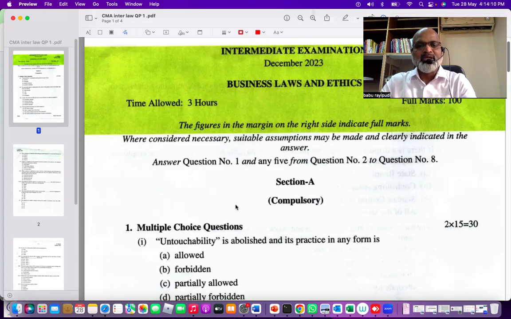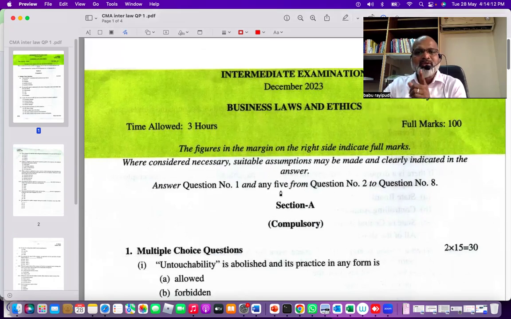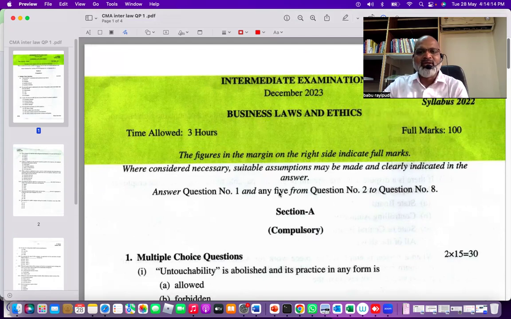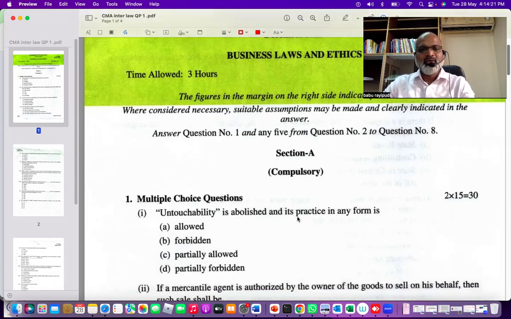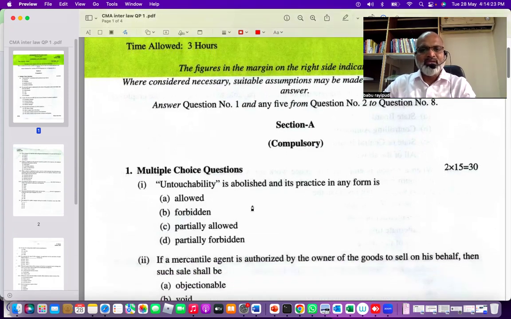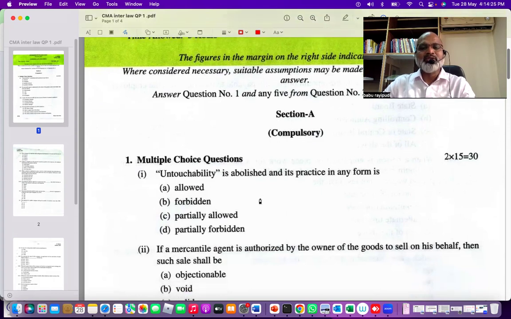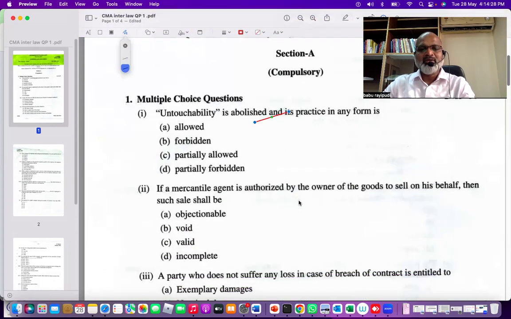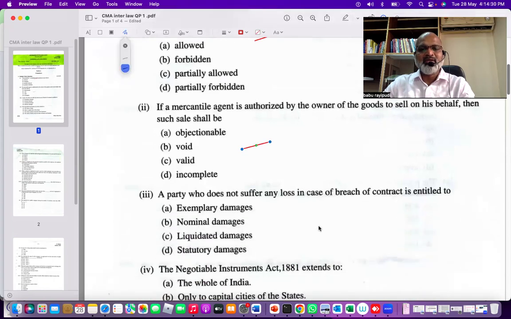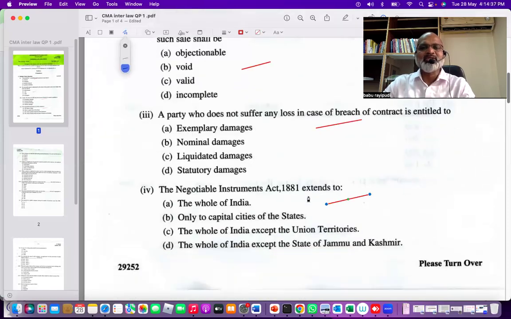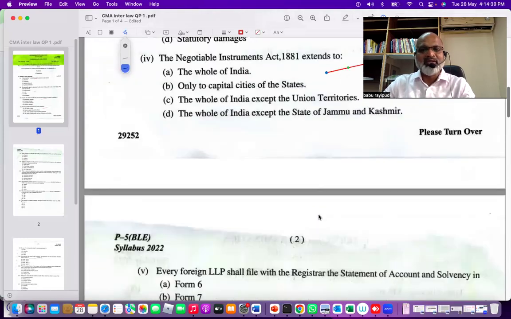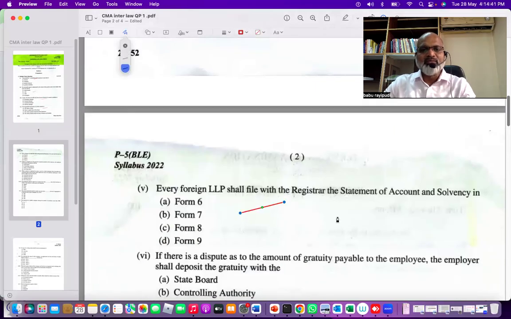We have MCQ questions. So in this paper, December 2023, we have 15 questions of 2 marks each. We have one question from untouchability abolished, that is a constitution question. Then we have one question from agency contracts. We have one question from breach of contract, that is the Contract Act. So 2 questions from contract. Then we have one question from the Negotiable Instruments Act, and we have one question from LLP.